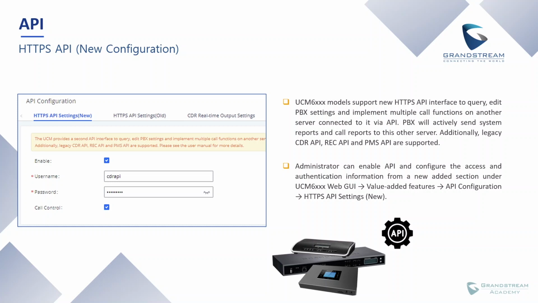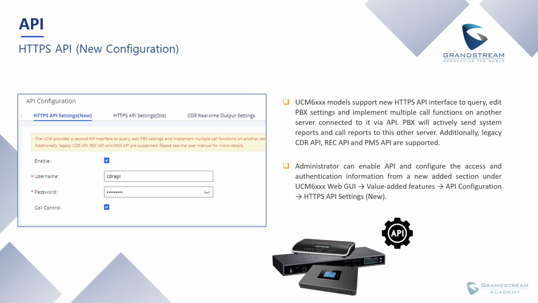UCM 6000 models support a new HTTPS API interface to query and edit PBX settings, and implement multiple call functions on another server connected to it via API. The PBX will actively send system reports and call reports to this other server. Additionally, Legacy CDR API, REC API, and PMS API are supported.